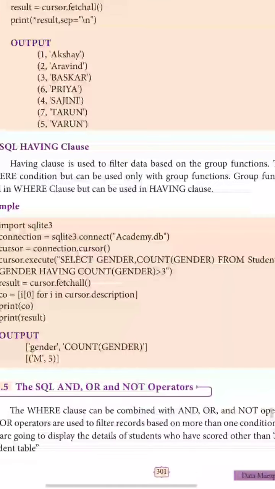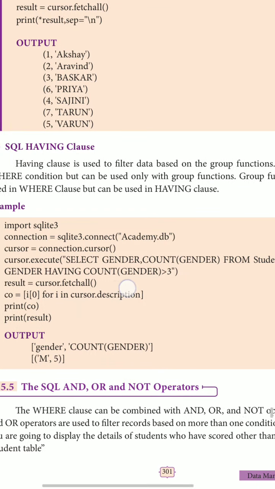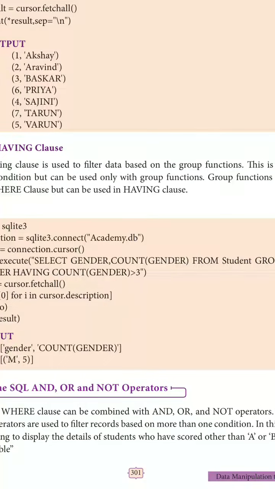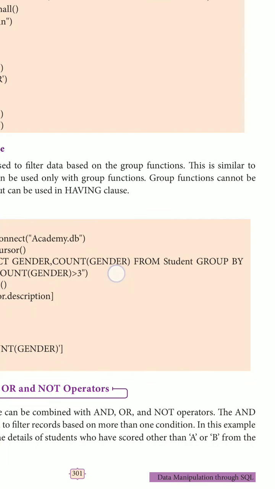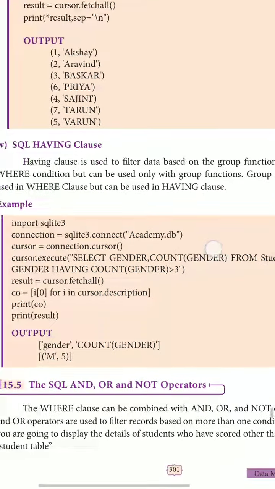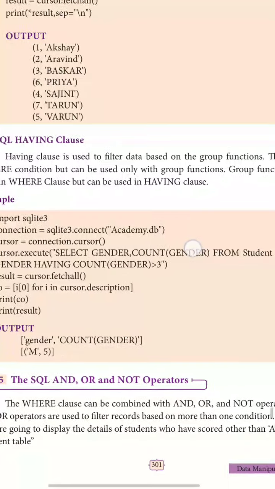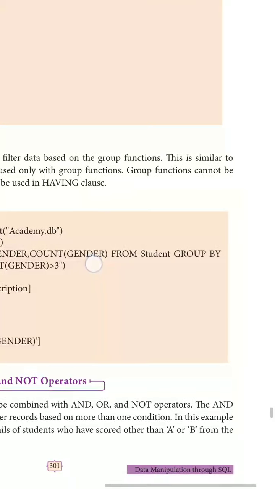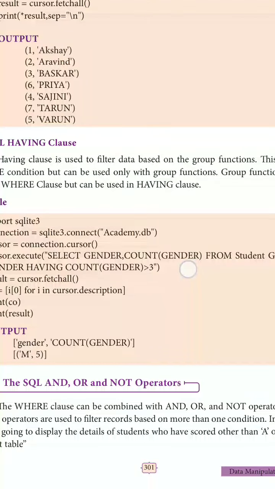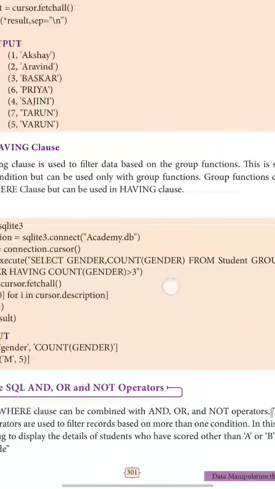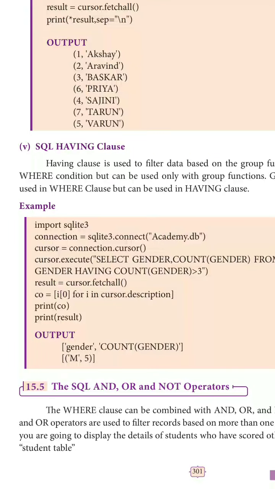Next you can see having. The having clause is used to filter data based on the group function. It is similar to the where condition, but can be used only with the group function. Group function cannot be used in where clause, but it can be used in having clause.